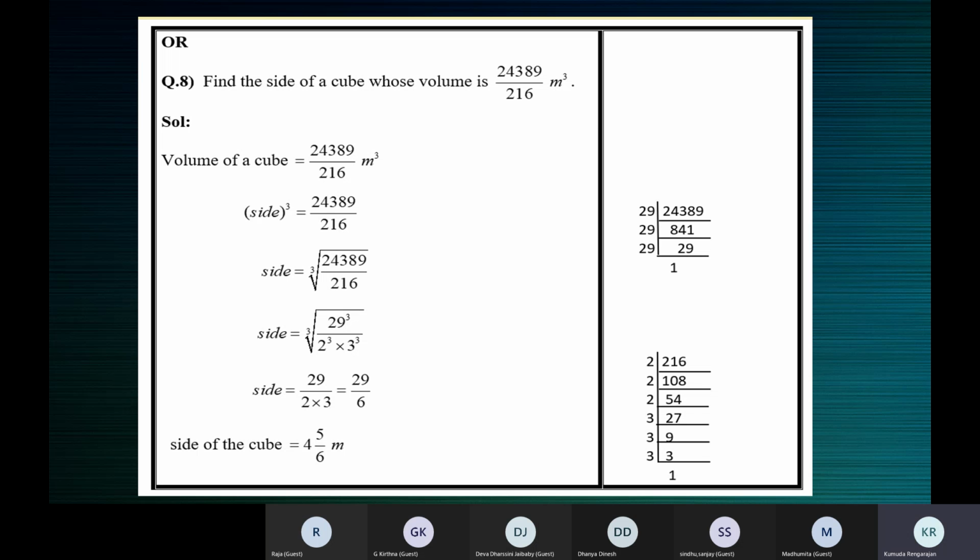What will be the edge of the cube whose volume is 125 meter cubed? If the volume is 125 meter cubed, what will be the edge of the cube?